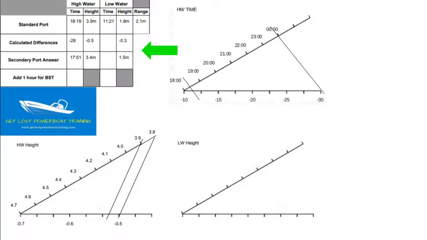And that's it. We're working in UT, so we don't need to add an hour. So I have 3 bits of information now for my tidal curve. I have a time of high water for the boxes at the bottom. I have a height of 3.4 metres for the scale at the top. And I have a height of 1.5 metres for the scale at the bottom. And I can now fill out the tidal curve and use it as normal for my secondary port.